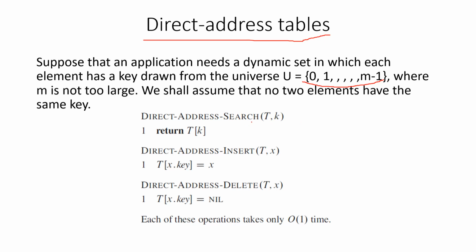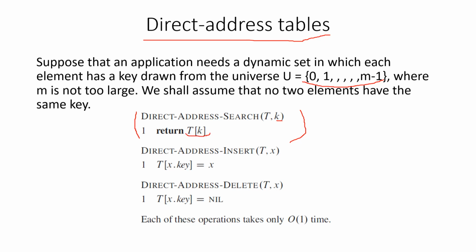So let's say that we have some array, and in that array, according to the index, we can find our elements, or we can store them. So here is an example of how we do search. T is some data structure where we store our data, and k is the element that we want to find. In order to find that element, we just return the k's position in the data structure T.